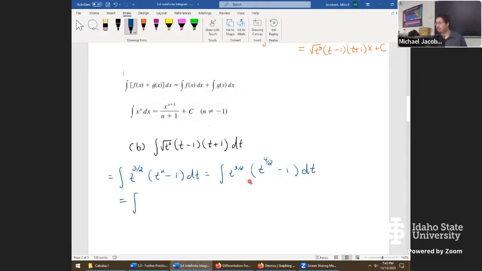We now have the antiderivative of t to the power. These exponents are just going to add up. So 3 halves plus 4 halves is now 7 halves, minus t power of 3 halves dt. At this stage, we're pretty much there. Now we're using this formula right above, and at the same time, we're using the power rule right below it. So let's use both at once.